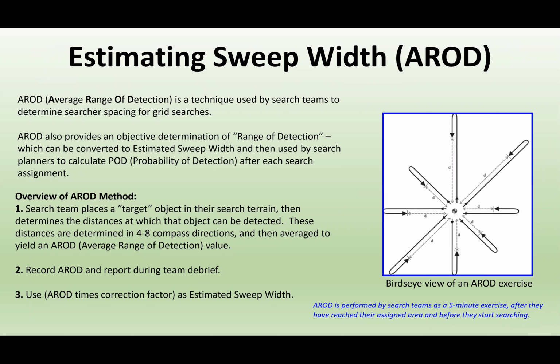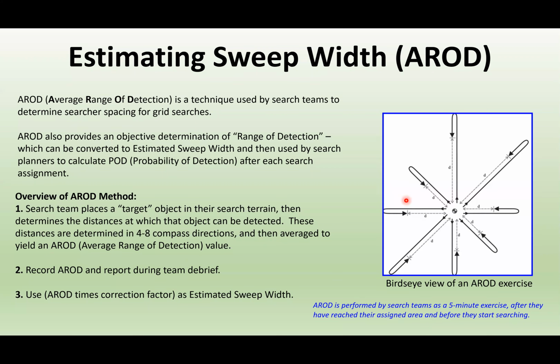As I mentioned earlier, for human searchers, and this is nice, there's a quick and reasonable way to get an estimate of sweep width, and it's called the average range of detection exercise. It takes about 5 minutes and can be easily taught. It's similar to other techniques. For example, some of you may have heard of the Northumberland rain dance, as people like to call it. But this is an exercise that can be done by teams just as they enter their assigned search area, or it could even be done by search planners in advance.